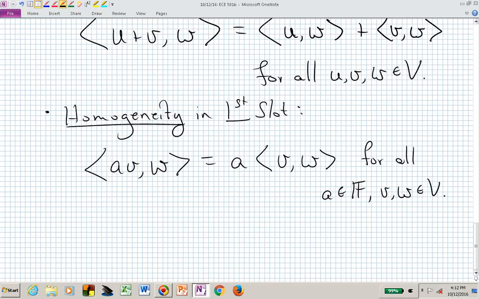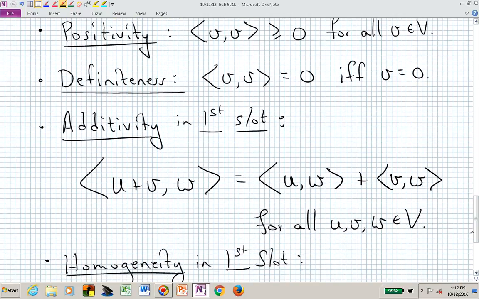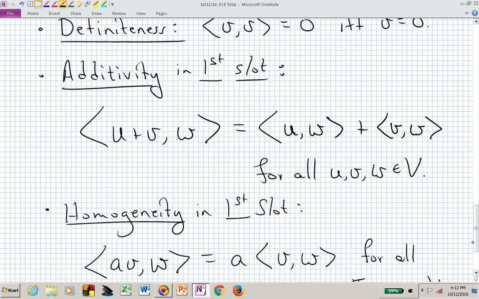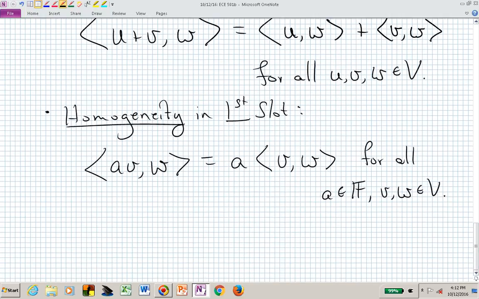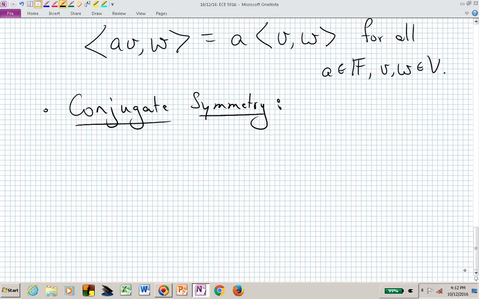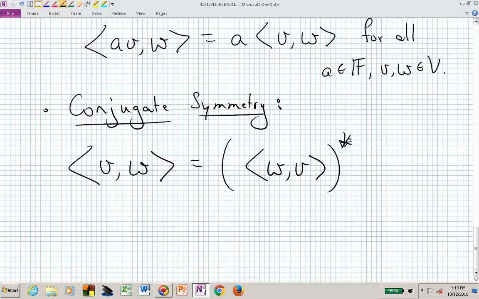So we have one more property. We have positivity, definiteness: it can only equal 0 if the vector is the 0 vector. We have additivity in the first slot. We have homogeneity in the first slot. And then we have a property called conjugate symmetry. By that, we mean that if we have two vectors and form their inner product, then if we flip the order of the elements and make that W with V, that's going to equal the complex conjugate. That's what I'm trying to indicate by this star.